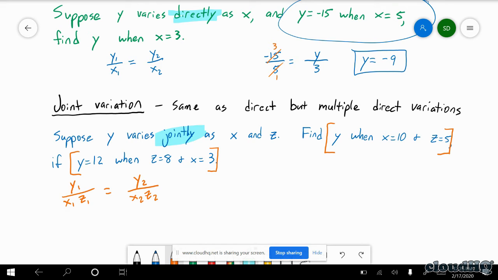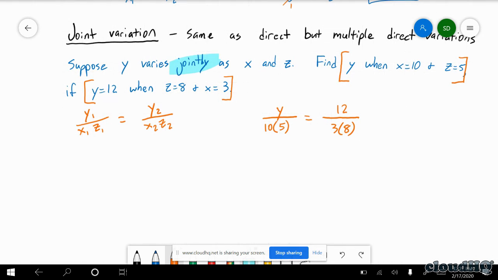I'll call the first set of data my 1. So y1, I don't know, over x1, which is 10, times z1, which is 5, equals. And then on the other side, we have a y value of 12 and an x value of 3 and a z value of 8. So if I simplify those, I have y over 50 is equal to 12 over 24. I'm going to simplify the 12 over 24 to just 1 over 2.